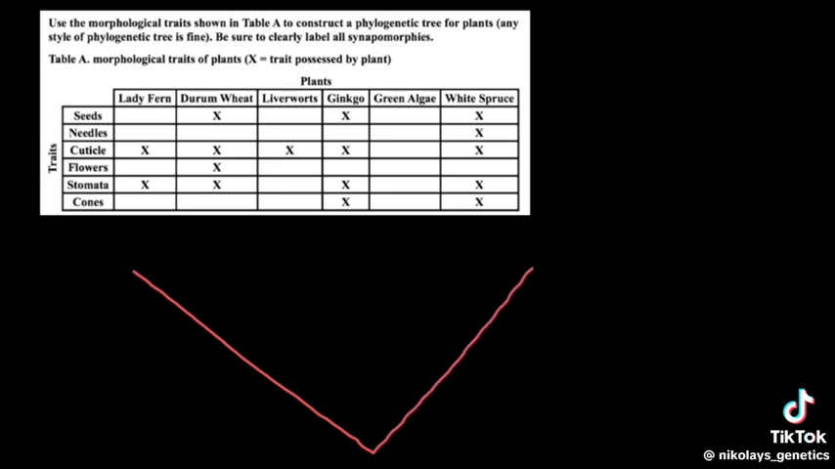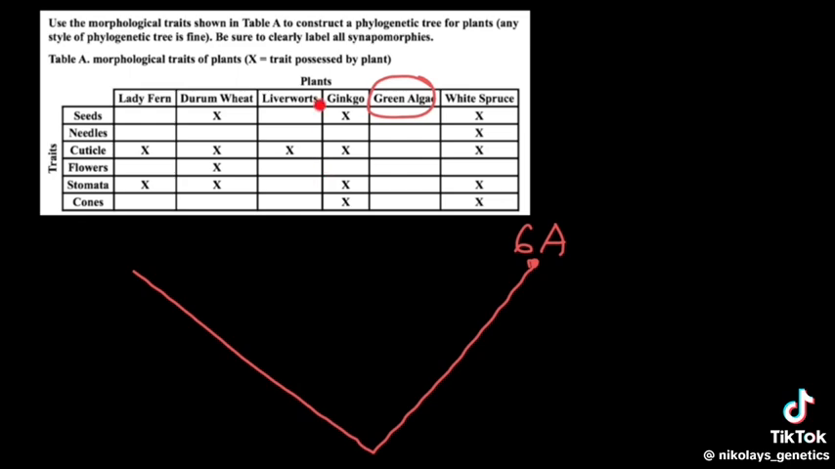Green alga doesn't have any traits, so we put it here and we put GA, which stands for green alga. One more time, green alga doesn't have any traits which other plants have, so this is going to be our outgroup, and all the rest we are going to plot on this side. Now let's take a look at our table.